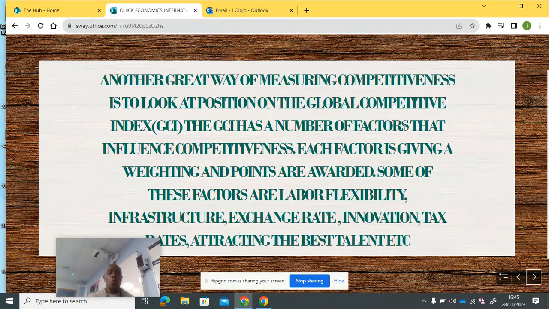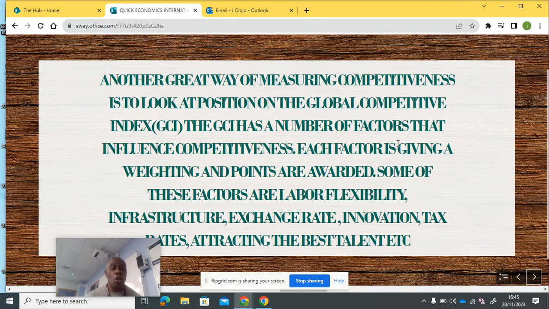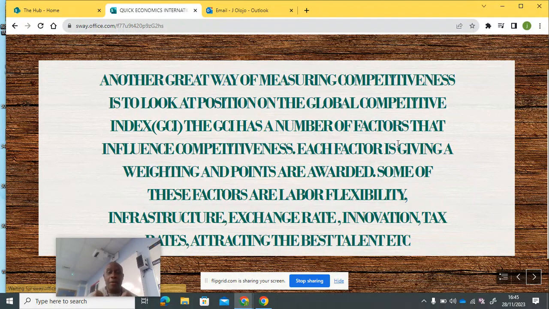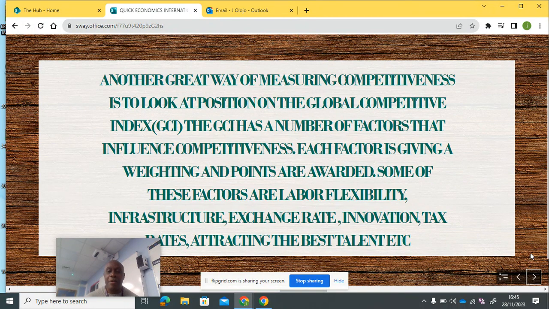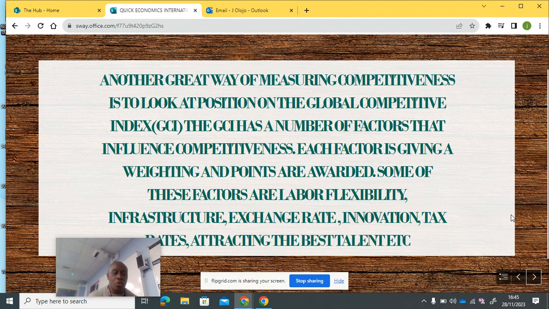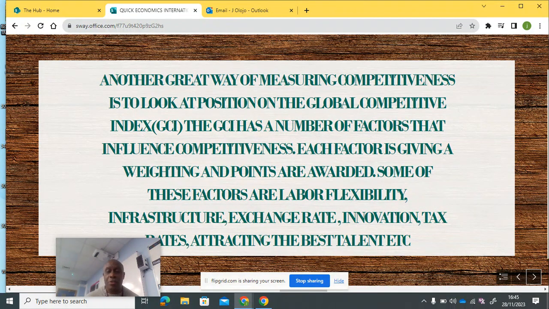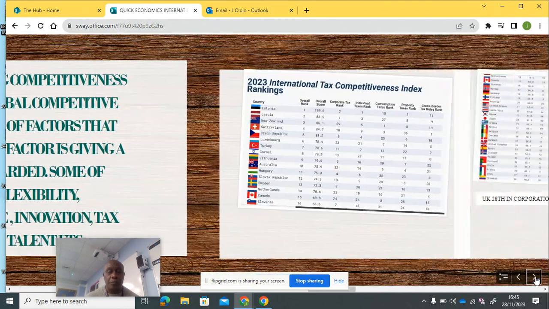Very important. So one way you can determine whether or not a country is competitive is the movement on the table. If they go up, then obviously they must be more competitive by the very nature of how the points are awarded. If you get more points, it shows that in certain areas you're becoming better. Maybe your tax rates are better, maybe innovation is better. And so this is a great way of measuring competitiveness.